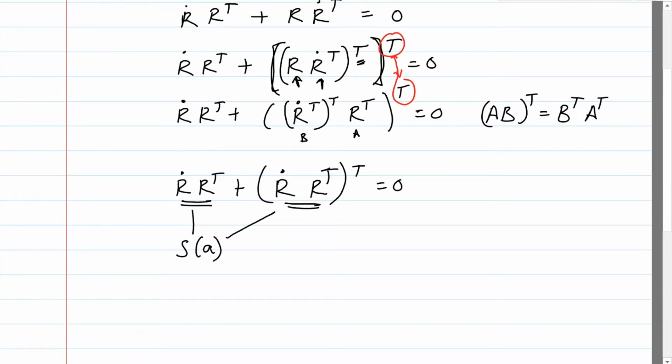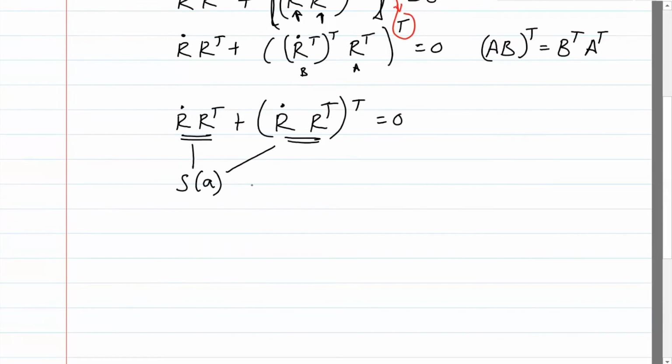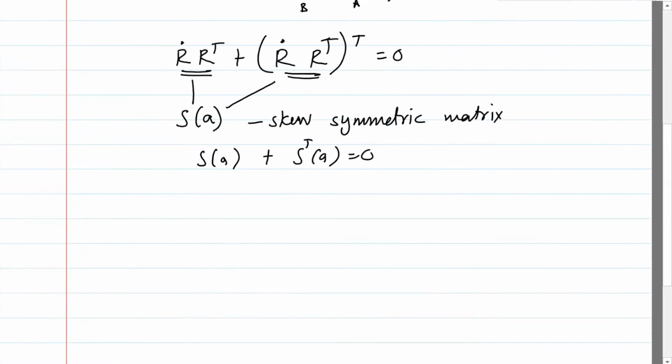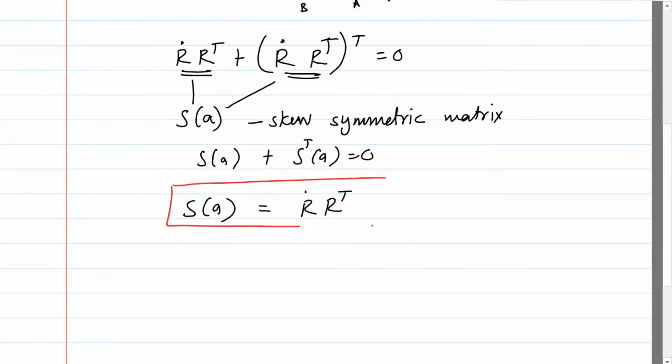So this should be S, and that is a skew symmetric matrix. So I can say that S of A plus S transpose of A equals 0. I still don't know what A is, but I just showed you that when you take the derivative in this fashion, you get a skew symmetric matrix. So I can say now that S of A, which needs to be found, equals R dot times R transpose. This is something which you have to remember, where R is the rotation matrix.